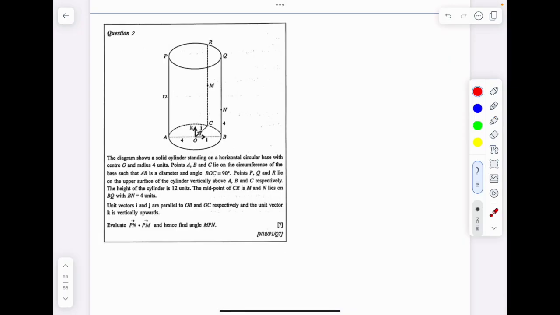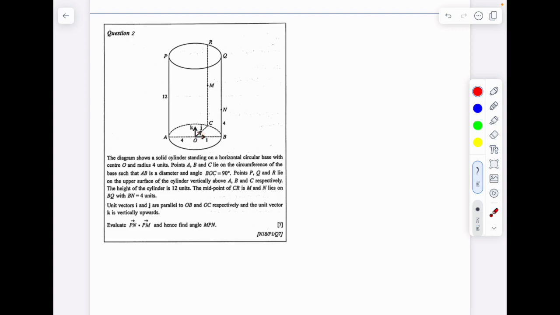Alright guys, now for this question, we've got a cylinder, and we've got radius 4 units. Points A, B, and C lie on the circumference, and AB is the diameter. And angle BOC, this little bit here, that's 90 degrees.